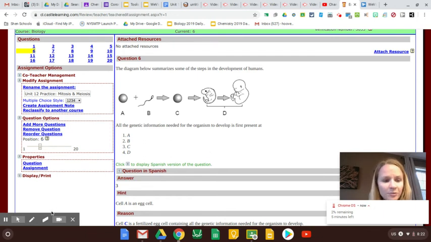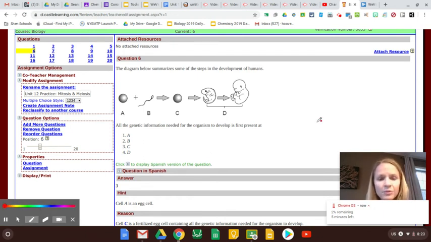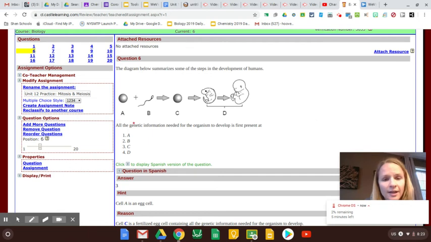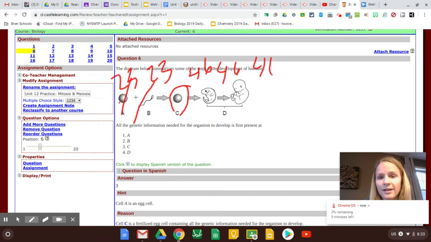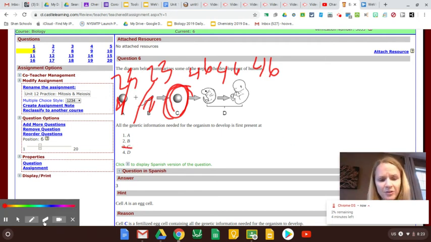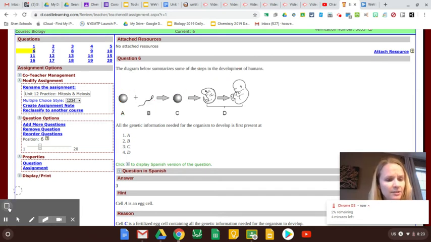Again, all the genetic information needed for the organism was first present, not in the sperm and the egg. They each had half. So it's just another way of seeing whether you know that the sperm and egg, the sex cells, have half the genetic information. As soon as they get together, now they have 46, and every cell from here on out has 46. It's just the sperm and the egg that have half. So C is when we first see that it has the full amount of genetic information. All right, on to the next one.